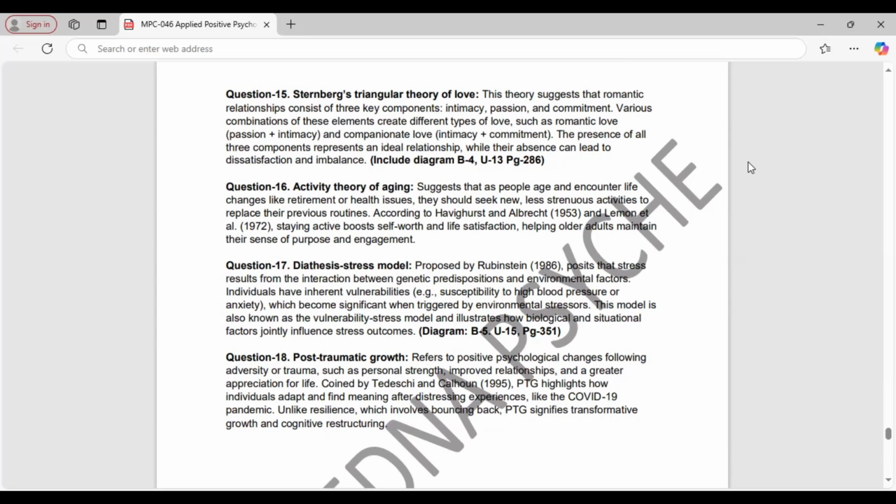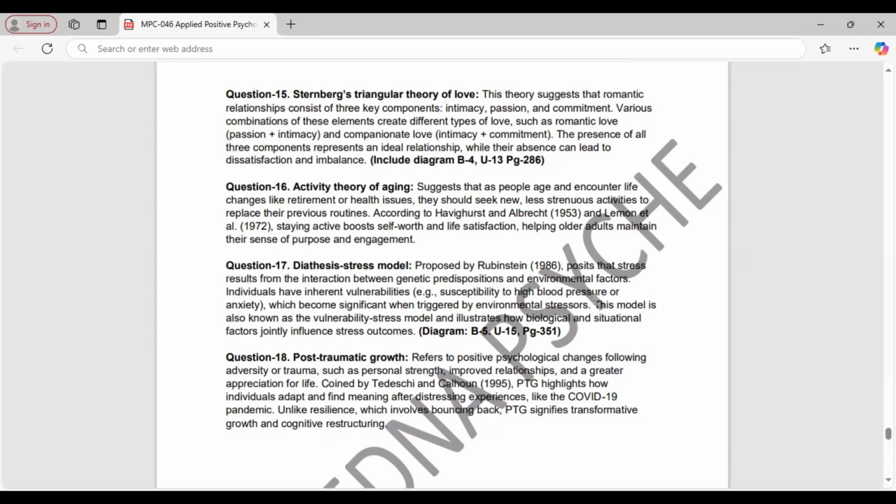Question 18, post-traumatic growth. The term coined by Tedeschi and Calhoun, post-traumatic growth refers to positive changes following adversity, such as increased personal strength and improved relationships. Unlike resilience, which is about bouncing back, post-traumatic growth signifies transformative growth and meaning making after trauma.